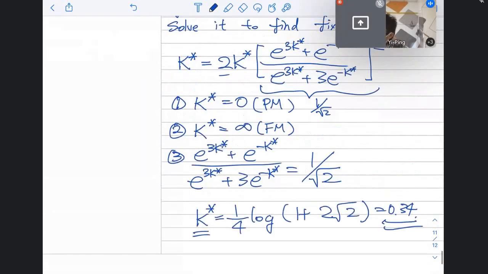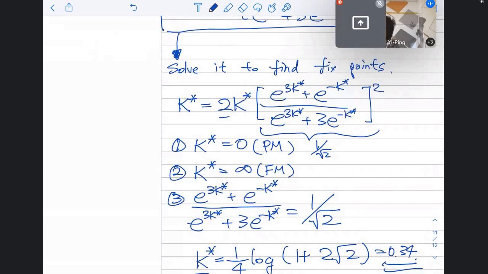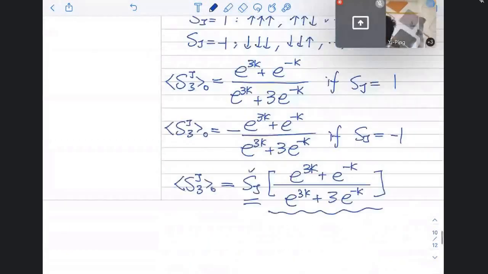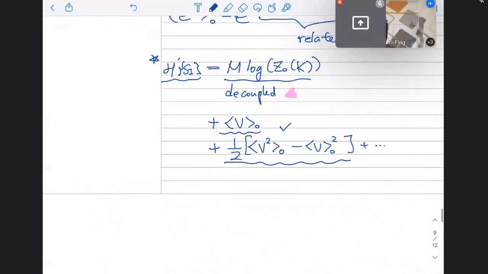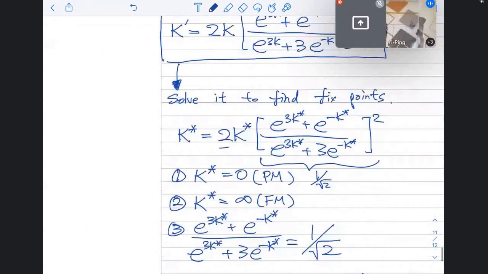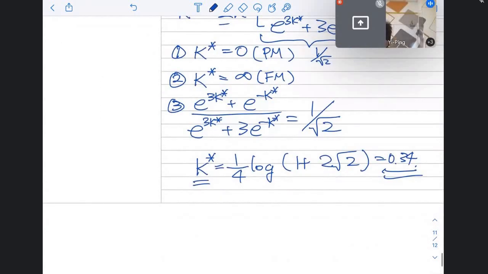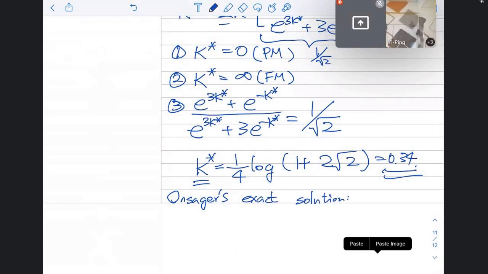So this is basically a very crude approximation, because in order to get this result we make only a leading order expansion in V. But indeed there is a non-trivial solution developing. And if we compare with the exact solution, what Onsager found is Kc is actually 0.44, which is not too bad compared with what Onsager found.